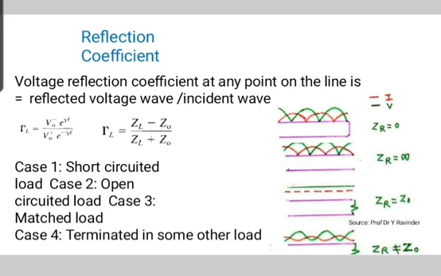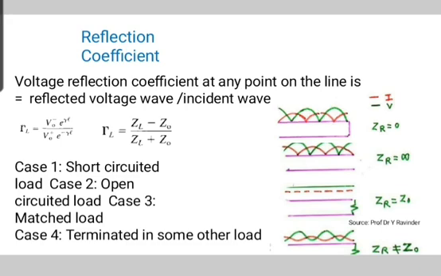So if the line is terminated in its characteristic impedance, that is ZR is equal to Z0, as shown in the first diagram, then K becomes 0, that is the reflection coefficient is 0, as there will not be any reflections. When it is open circuited, that is ZR is equal to infinity, then K is equal to (1 minus 1 by infinity) divided by (1 plus 1 by infinity). So reflection is maximum here.